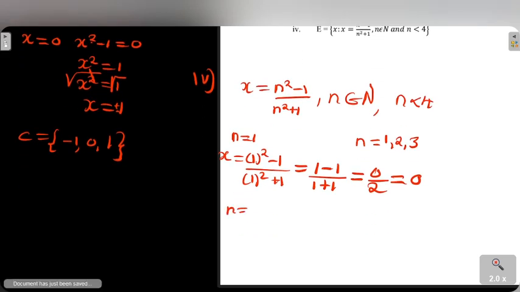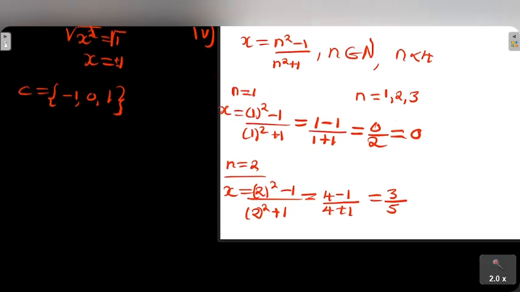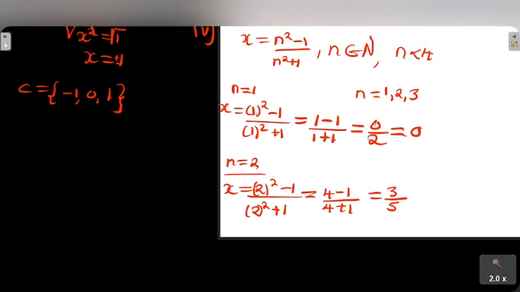So again, we do the same for n equal to 2. So we have x equal to 2 squared minus 1 over 2 squared plus 1. What is n again? You're going to put a 2. So this will be 2 squared, we have a 4, minus 1 over 2 squared, that's a 4 plus 1. Okay. So 4 minus 1, that's a 3, then over 4 plus 1, that's a 5 there. Okay. So this is what we have.